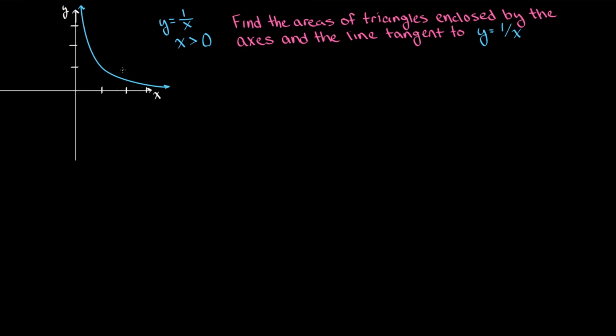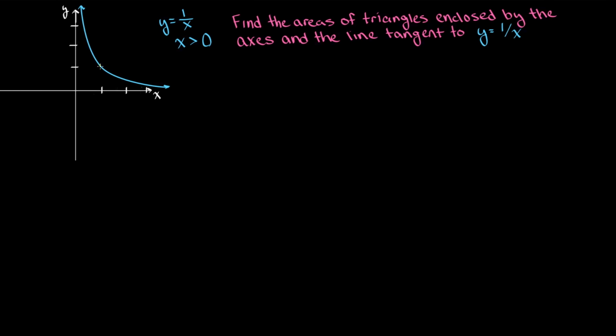So why don't you pause the video and try to mess around with this problem a little bit and see what you find. All right, assuming that you've given it a go, let's first try to get some grips on what this problem is saying. It's saying we need to somehow find some triangles, and those triangles are going to be constructed by making a tangent line and figuring out where those tangent lines intersect the x and y axes. So let's see if we can visualize that.